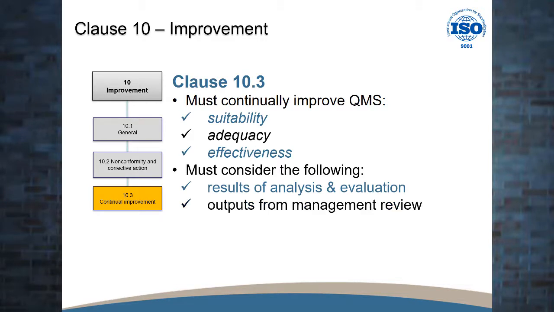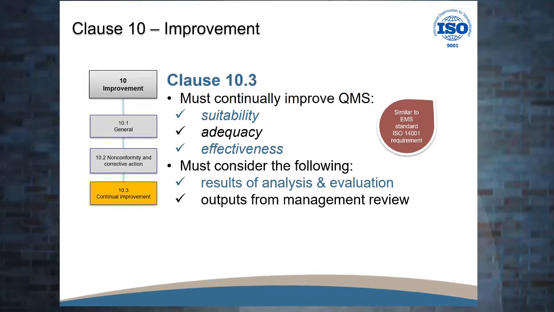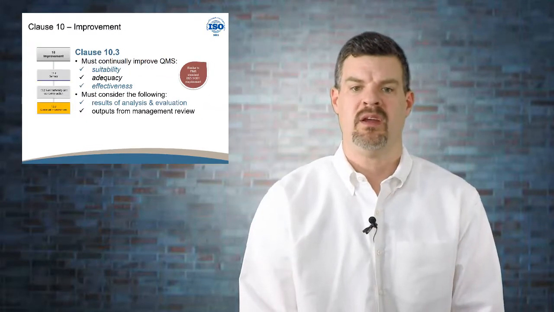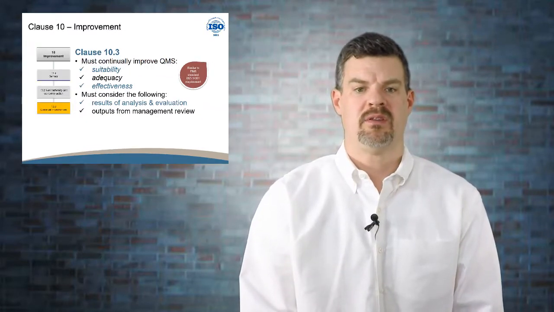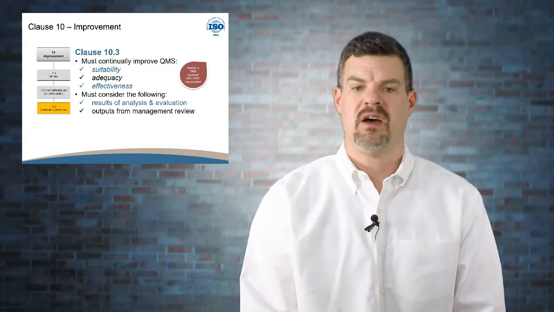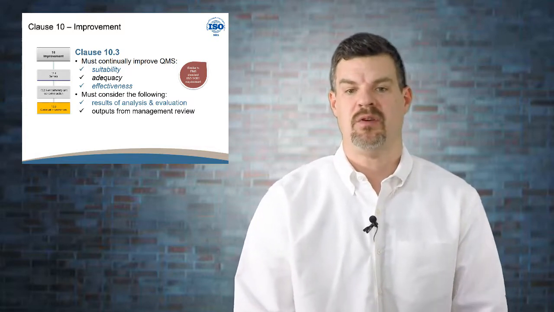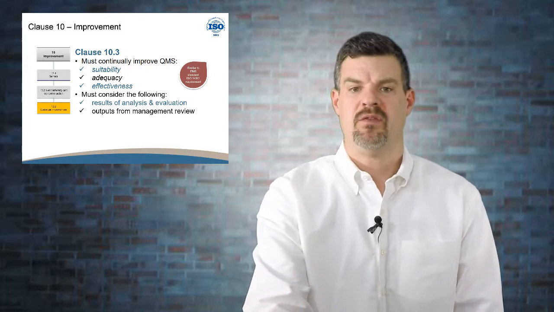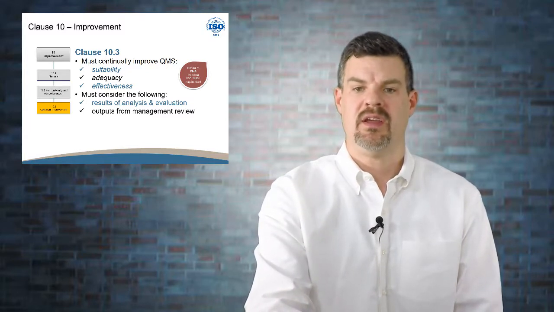outputs from management review, and again, here's a little note similar to EMS standard ISO 14001 requirement. So the idea here is, as a part of continual improvement, to look at suitability, adequacy, effectiveness, and results of analysis and evaluation, and those outputs from management review, to see if you're improving continually in the way that you intend.